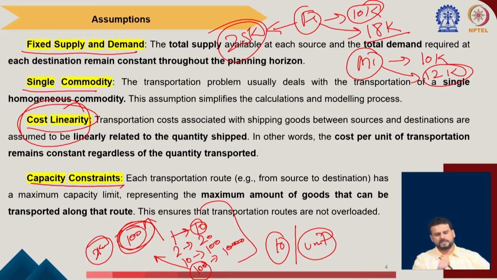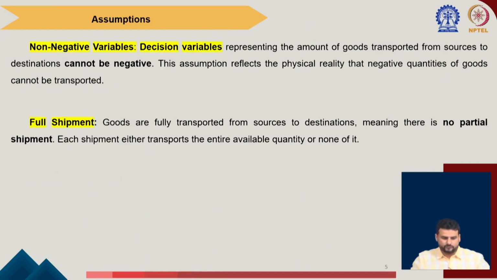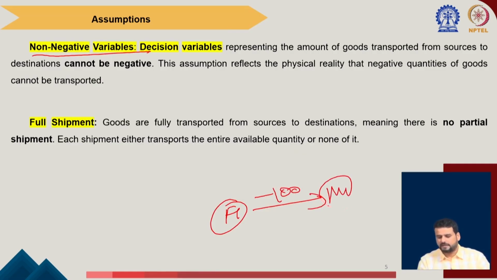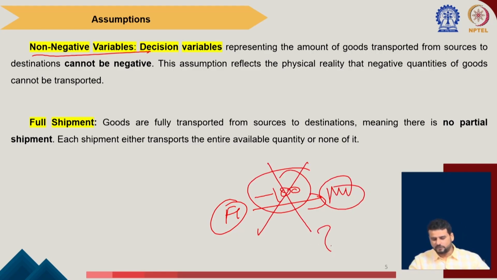Then capacity constant, I already talked about. The maximum capacity from a factory is fixed, and the maximum demand from a market is also fixed. Non-negative decision variable: obviously we cannot say that factory 1 is transporting minus 100 products to market 1. So decision variables cannot be negative. What is the decision variable? How many units we are transporting from one end to the other end, that is X, which cannot be negative.